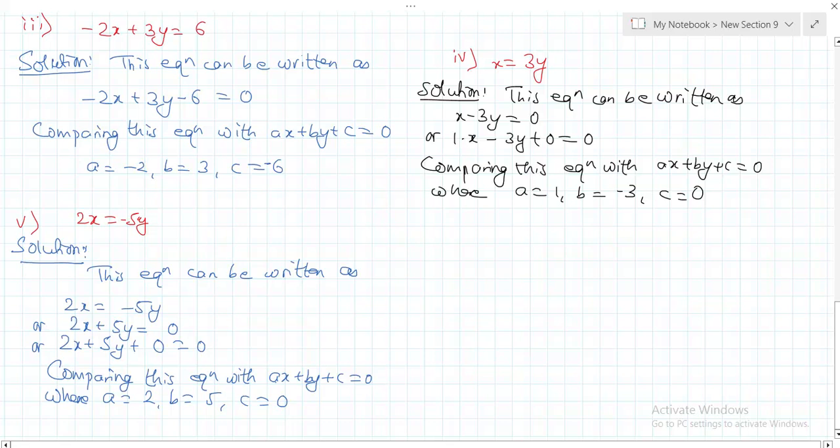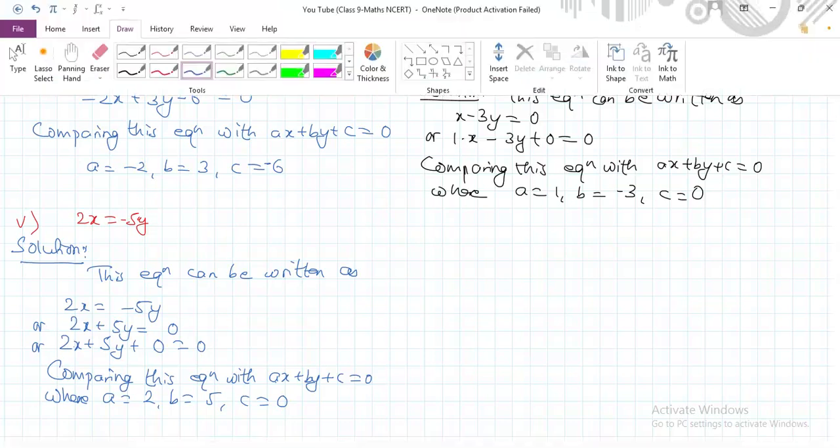Here ax, so x is the same, so the coefficient is a, here it is 2, so a is equal to 2. Similarly by, here also by, b is equal to 5, and similarly c, here what? 0, so c is equal to 0. In this way we can find the values of a, b and c.